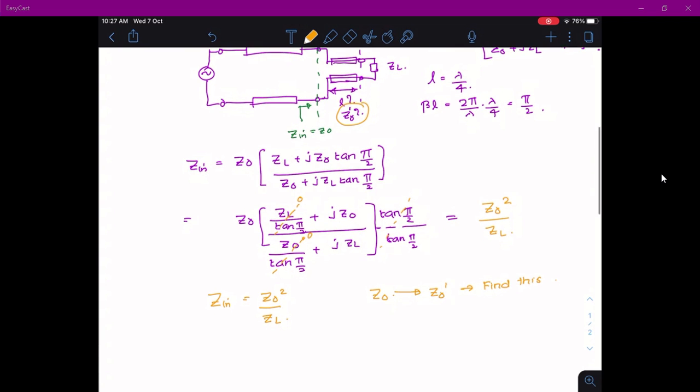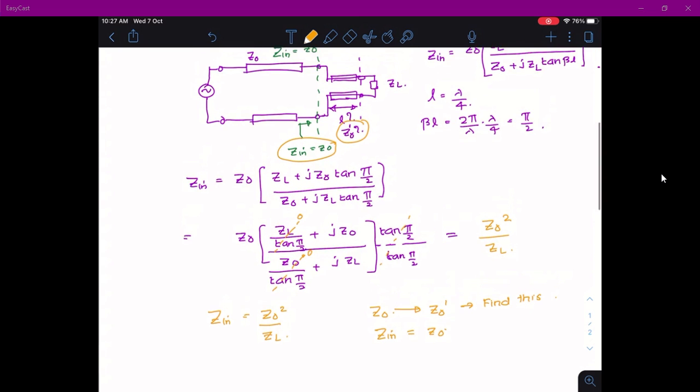And the input impedance is equal to Z0, because that we have mentioned. So this is our final condition. The input impedance should be equal to the characteristic impedance of the transmission line, which is this.